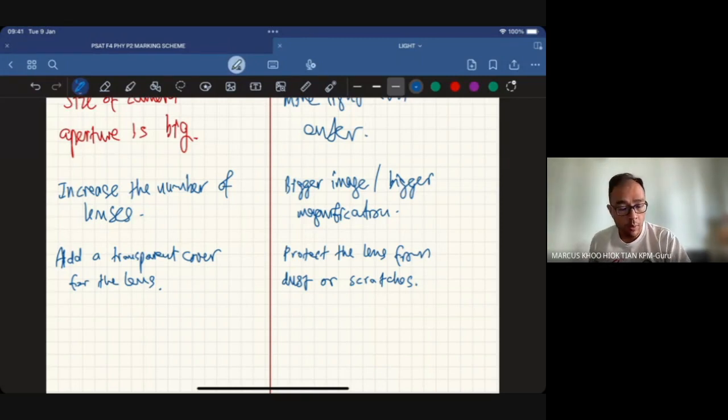One last one. This one is a bit weird, but can. Low oxidation rate of the lens.